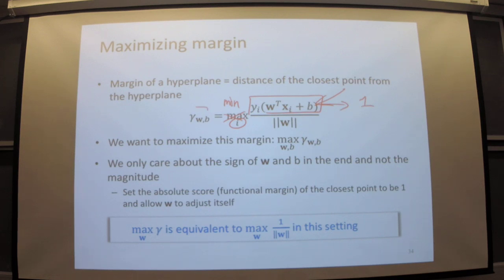So we want to find the maximum gamma(W, b) such that 1 over the norm of W is equivalent to saying I want to find a W that has maximum 1 over the norm of W. But it's not simply maximum 1 over norm of W. It's maximize that quantity provided the numerator for the closest point is equal to 1. In other words, the closest point should have a score of 1, which means all points should have a score of at least 1. So, setting the functional margin of the closest point to be 1, I want to find the W that maximizes 1 over norm of W.